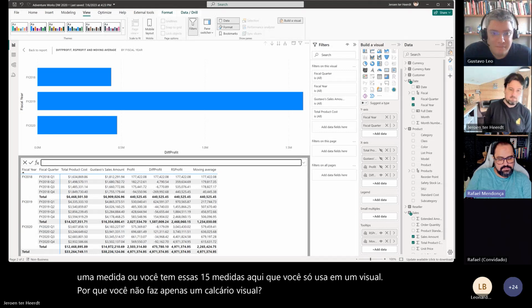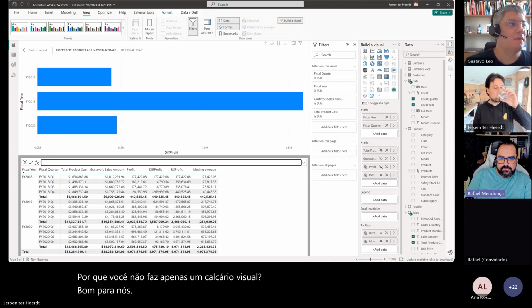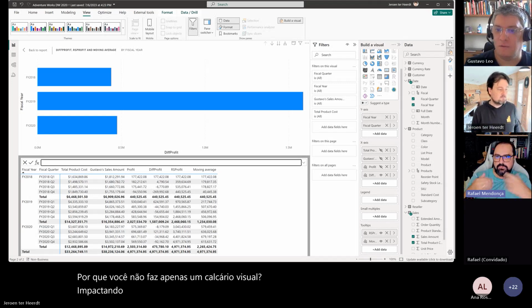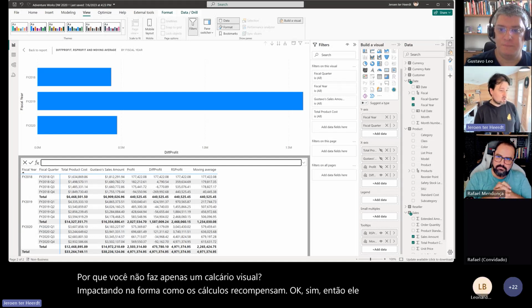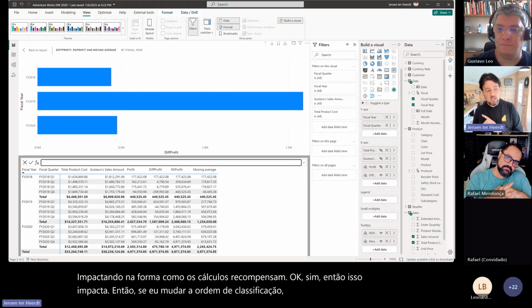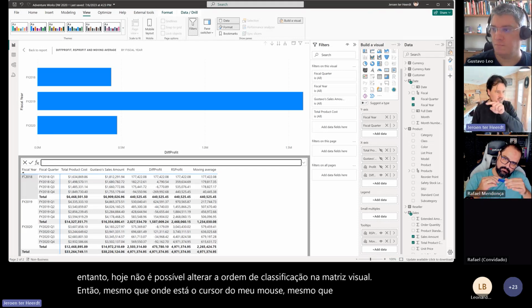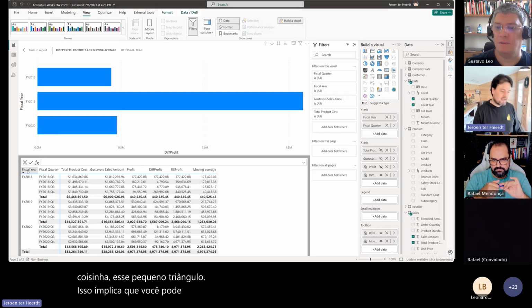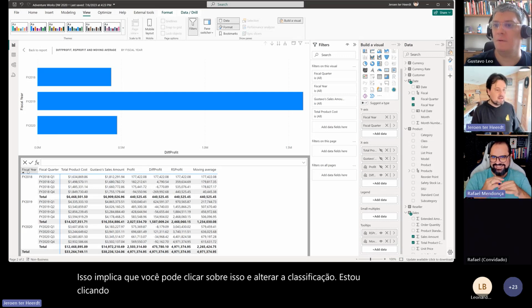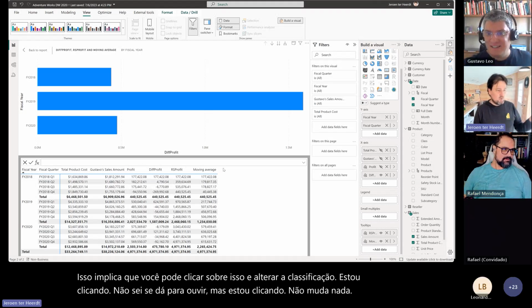Good point from Vinicius again. The order of the visuals impacts how the calculations will work. Okay. Yes, it does impact it. If I change the sort order, it does impact it. However, today you cannot change the sort order on the visual matrix. Even though it shows this little triangle, which implies that you can click on it and change the sort. I'm clicking. I don't know if you can hear, but I'm clicking. It doesn't change anything. It doesn't work yet. But it will.